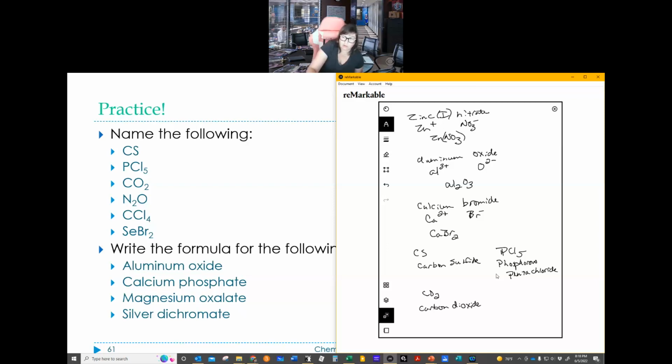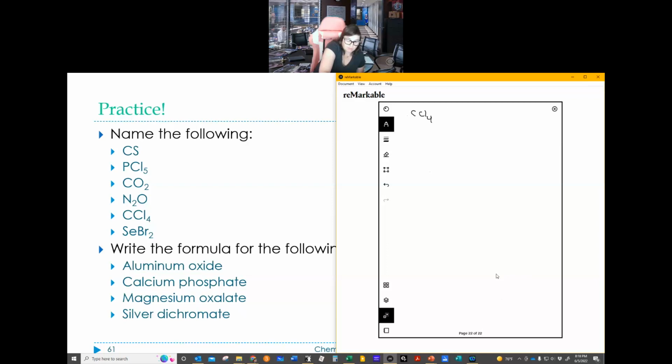N2O4 is nitrogen, but it's not a single nitrogen, so it's dinitrogen oxide. But is it just oxide? No, because I can't leave off the mono for the second component. So it's dinitrogen monoxide. And I hope you can read that. Sorry. I'm going to go ahead and move so that I have a little more space.